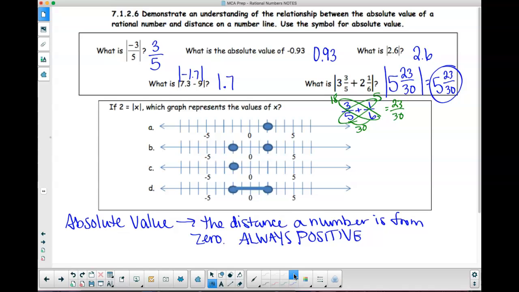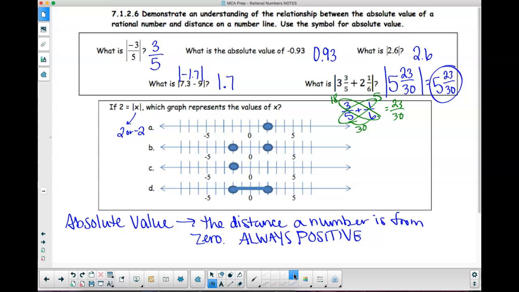If 2 equals the absolute value of x, which graph do you think represents x? What could x be? If the absolute value of x is 2, what might x be? Go ahead. Negative. It could be negative 2. Could it be positive 2? Yeah. Would you agree with that? So x could really be 2 or negative 2. So which graph shows that x could be 2 or negative 2?